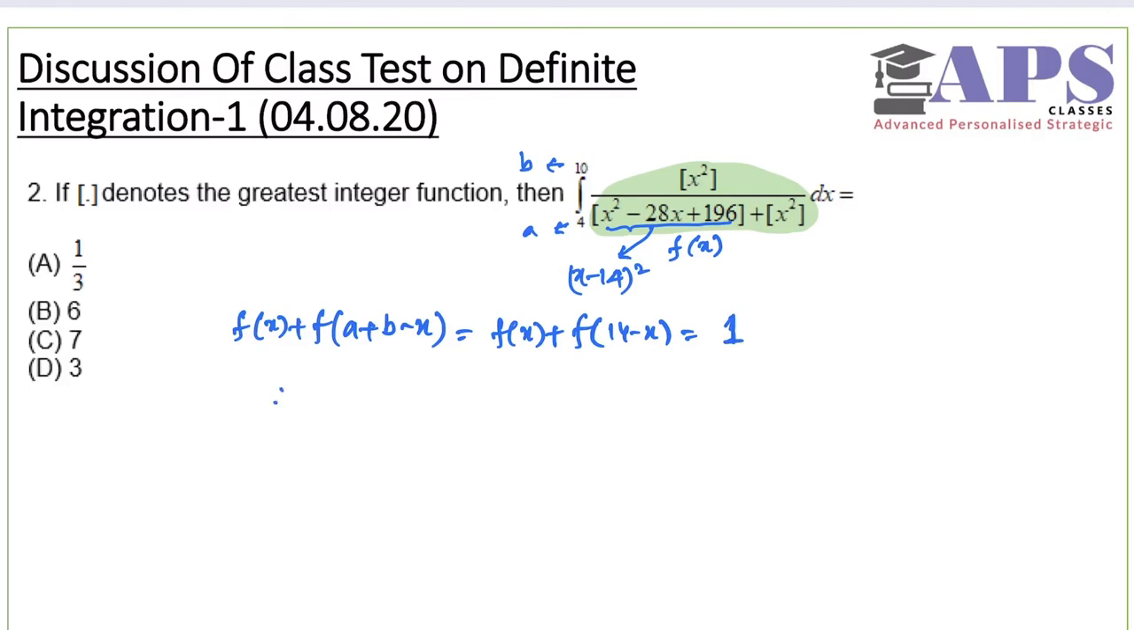Therefore, our integration from 4 to 10 of f(x) dx, by the property that we know, will become (10 minus 4) by 2 into 1, which is 3. So that is our answer 3, which matches option D.